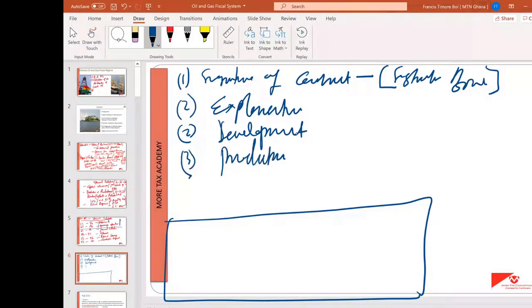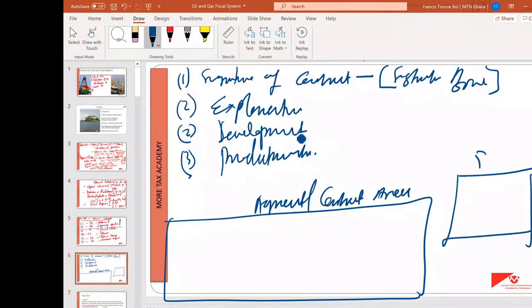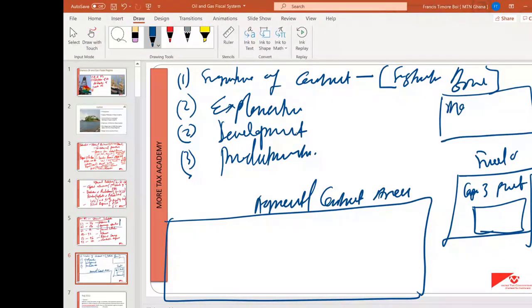Okay, so the ring fencing concept is such that don't consolidate either agreements or what we call the contract area, or don't consolidate wells, fields. So this is Cape 3 Point. This is the well. We have discovered oil here. Then we can also have Mahogany. This is also another well. So the ring fencing concept is saying that treat these wells as if they are two separate entities for tax purposes.